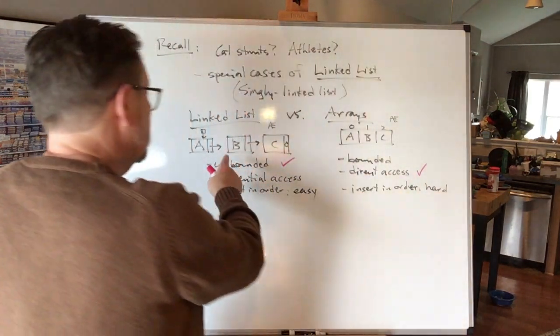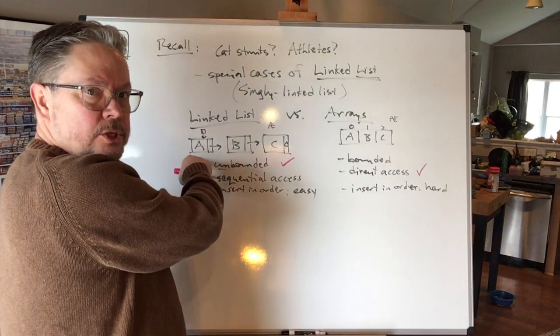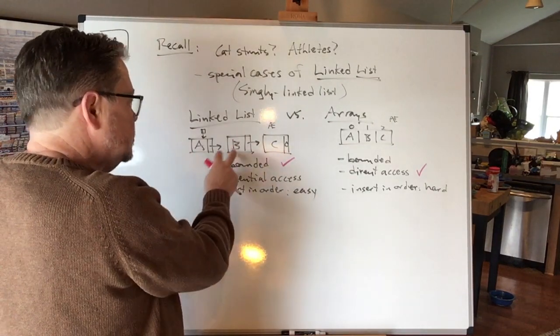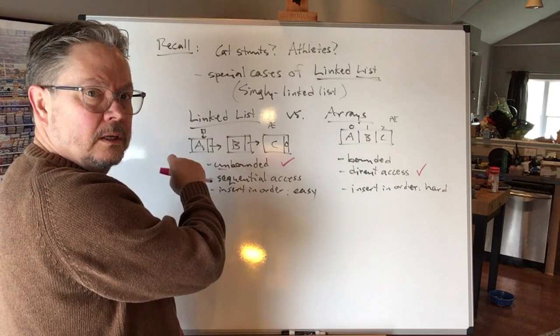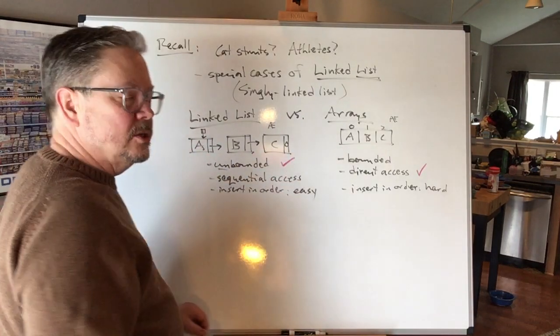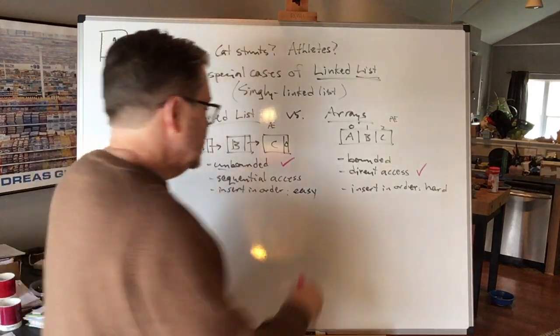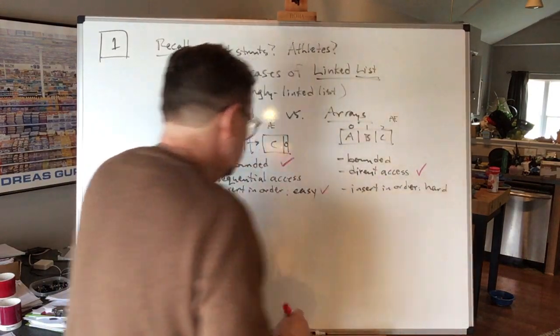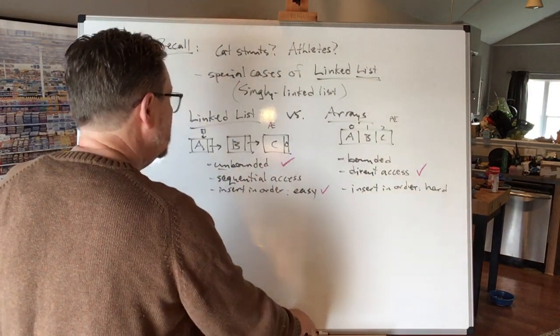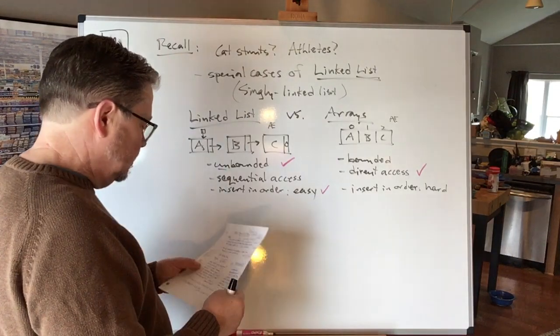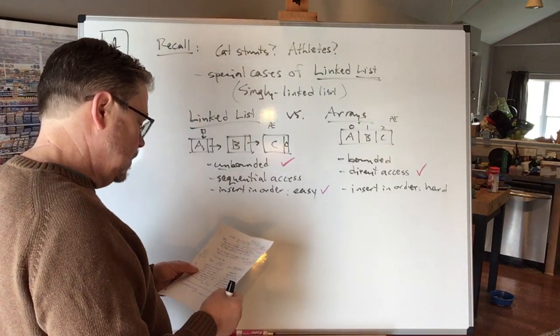This is called an order 1 operation because we can squeeze a new node between 2 nodes that are already in the list with exactly the same number of steps regardless of where we are in the list. So this round goes to the easy. And so far, it's 2-1. The linked list is beating out the array. What else we got here?